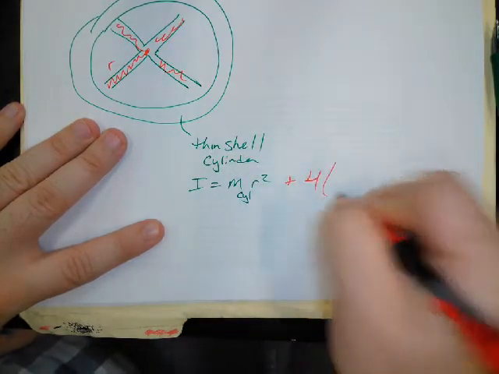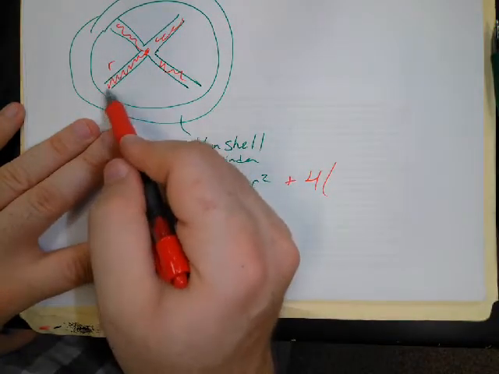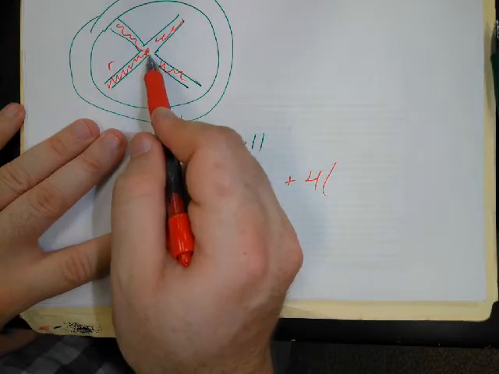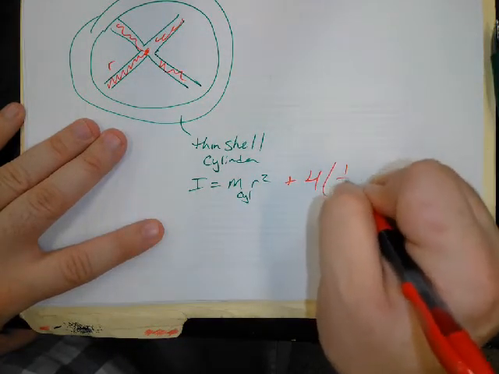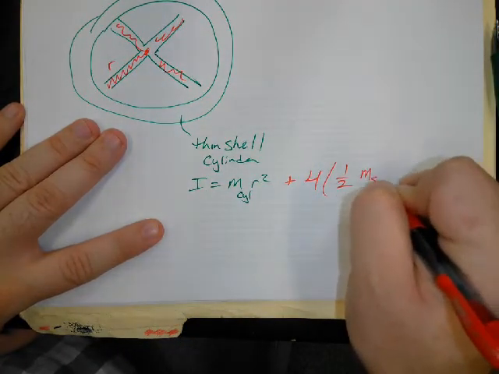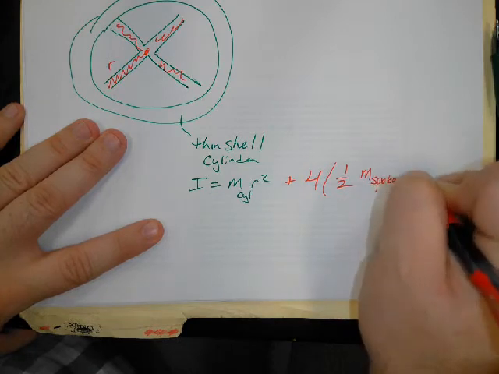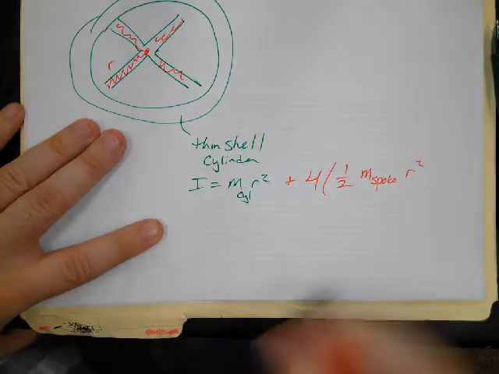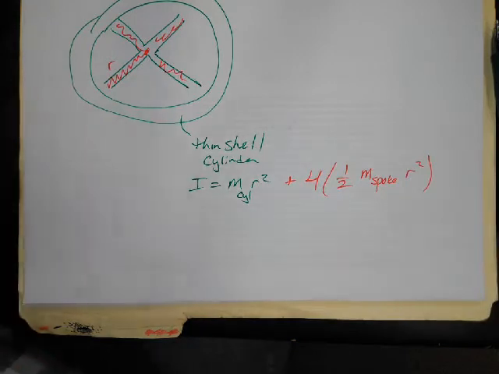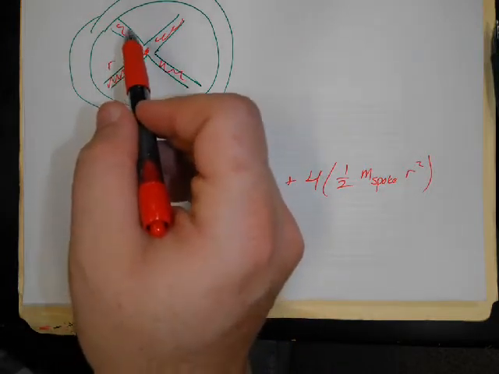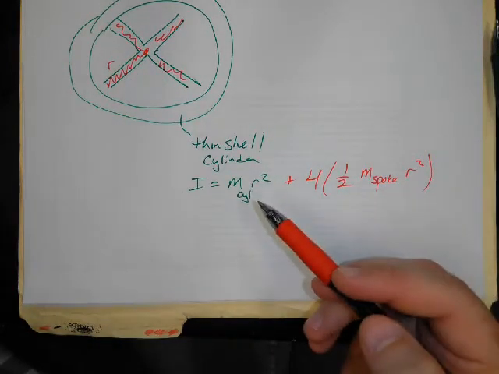So there's 4 of them, and then we look up what this is. For something rotating about one end, it is 1/3 the mass of a spoke times the radius squared. So the idea is that if we have a complex object, we can break it down into simpler objects, find the appropriate moments of inertia for those simple objects, and then add them back up.